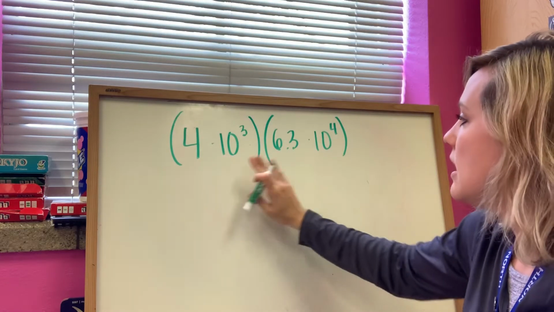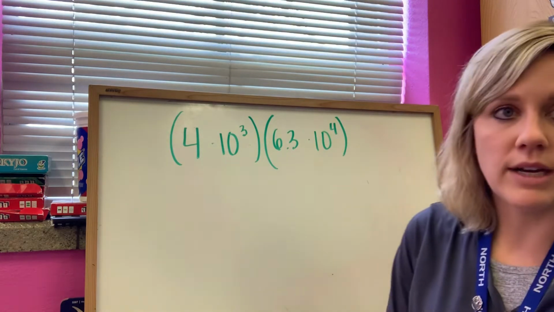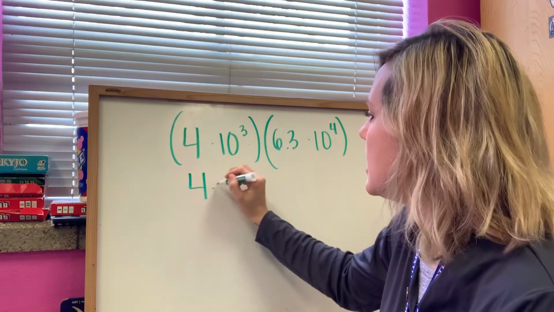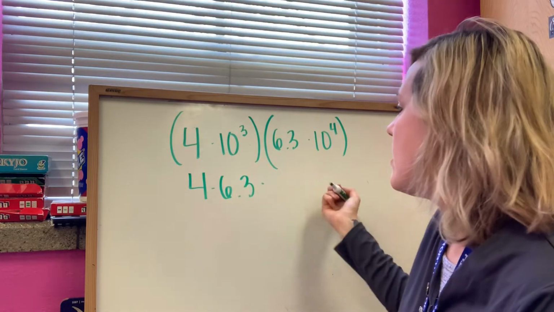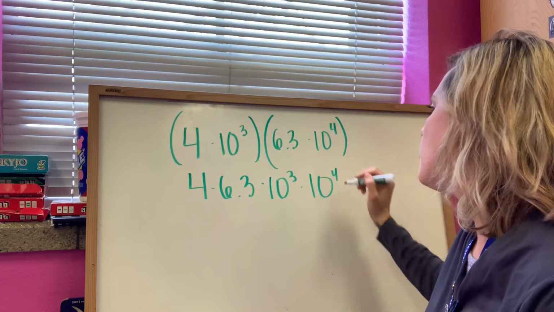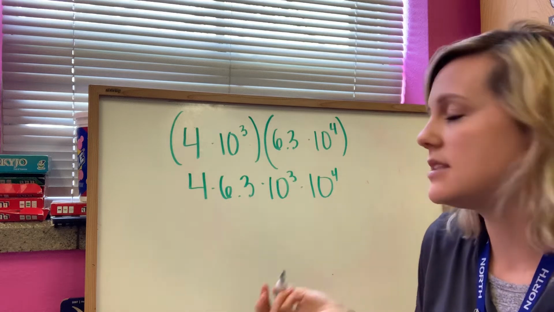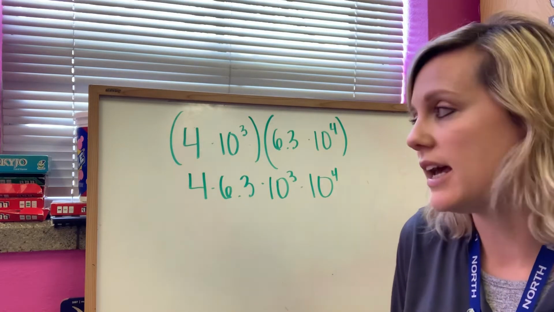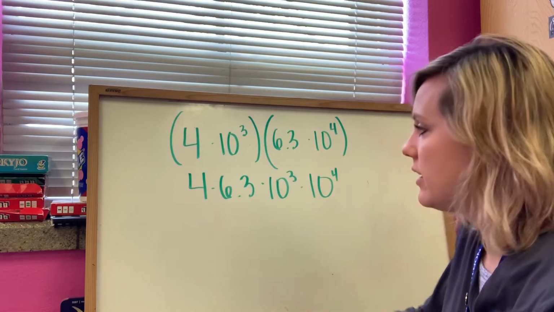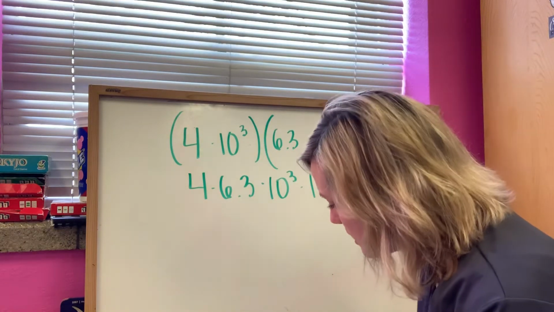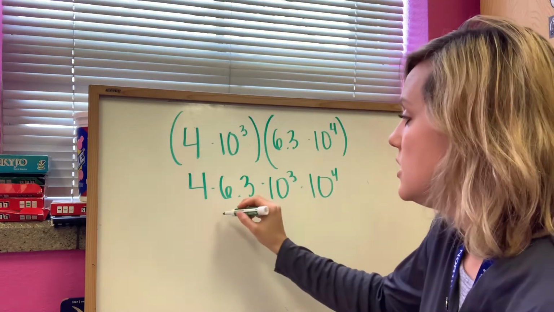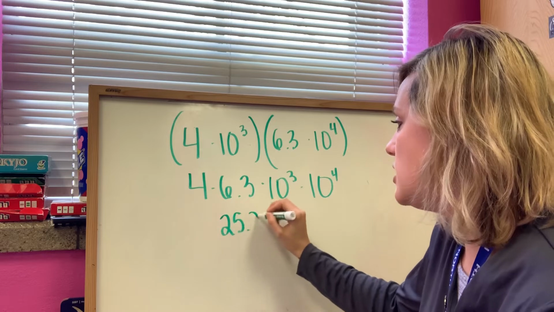So I have a bunch of different numbers here, and I'm just going to rearrange the way they're written. So I'm going to multiply the 4 times the 6.3, and then I'm going to multiply the 10 to the third power times 10 to the fourth power, because we want our answer to stay written in scientific notation. I don't want to write out a huge long number. So the first thing I'm going to do, and I'm going to use my calculator, is go 4 times 6.3, and that's 25.2. So I'm going to write 25.2.